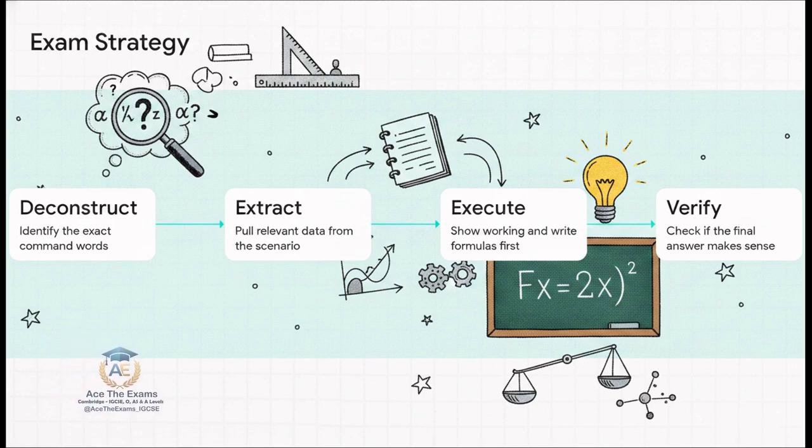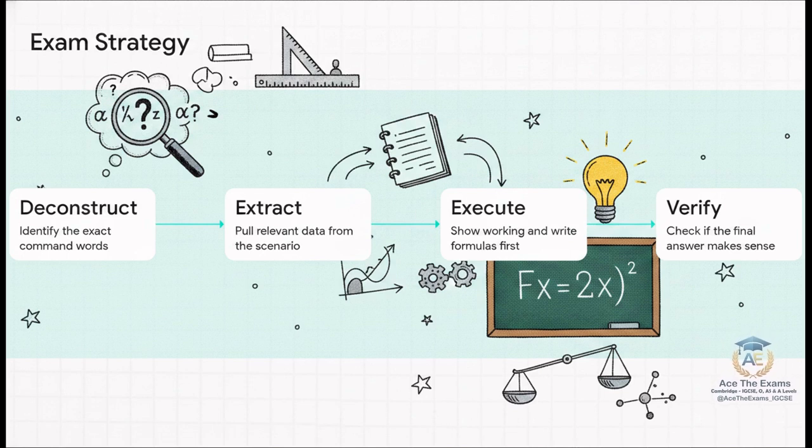This 4-step framework is the exact remedy for Sam, our rushing student who completely missed the command words. Step 1, deconstruct the question. Before you do any math, highlight the command word. Is it describe? Is it explain? Or is it calculate? Look, if it says explain, you absolutely must provide the underlying why, not just the what. Step 2, extract the relevant data from the scenario and list it out.